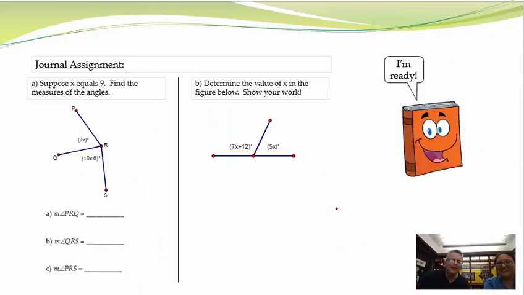There we go. So please copy the diagram into your journal and find those three angle measures. Copy the second diagram in your journal and then write an equation and solve for x.